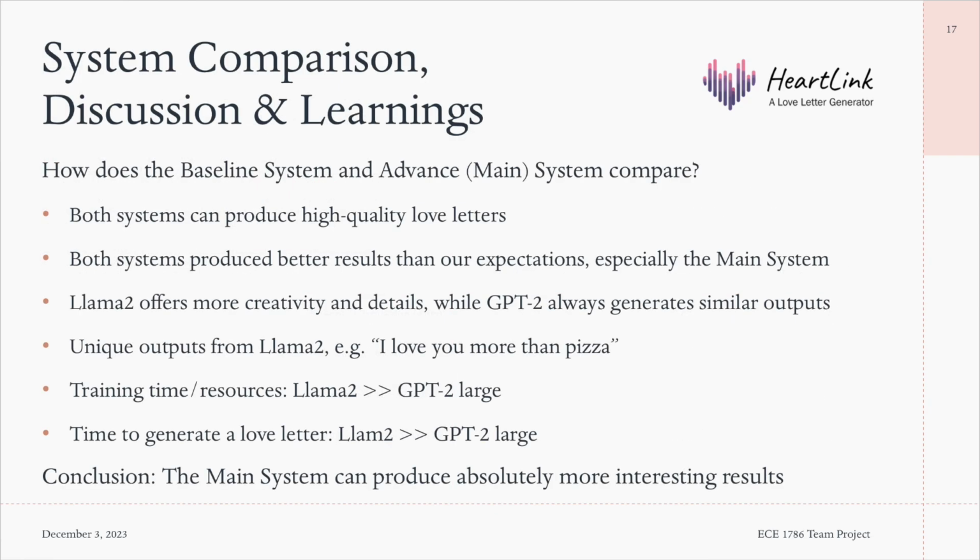So in conclusion, both our baseline system and the advanced system can produce high-quality love letters, and their results are better than our expectations, especially for the main system. We noticed that the Llama 2 model offers more creativity and details, while the GPT-2 model always generates similar output each time. We also noticed there are some unique outputs from Llama 2, such as "I love you more than pizza." Also, the training time for the Llama 2 model is much longer than the GPT-2 model, and it requires much longer time to generate results by using the Llama 2 model.